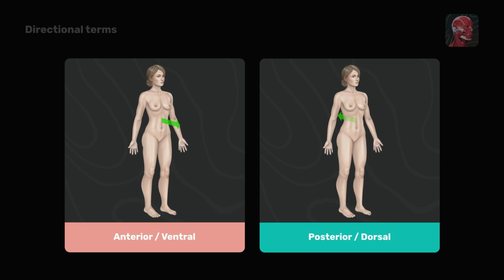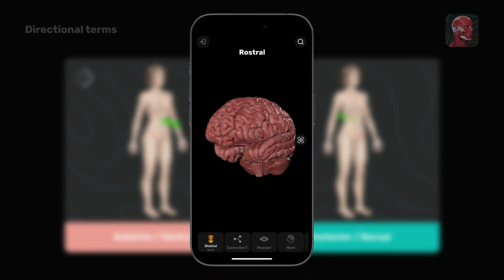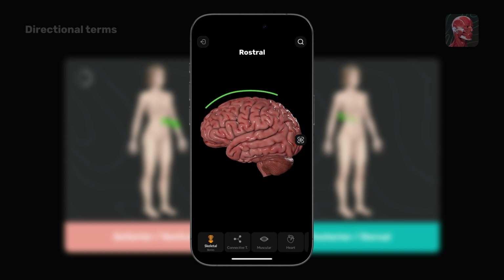The next pair of terms are anterior and posterior. The synonyms are ventral and dorsal, derived from the Latin venter, meaning belly, and dorsum, meaning back. If referring to a structure of the head or brain, instead of ventral, the term rostral is used, from the Latin rostrum, meaning beak. For instance, the frontal lobe of the brain is rostral to the cerebellum.